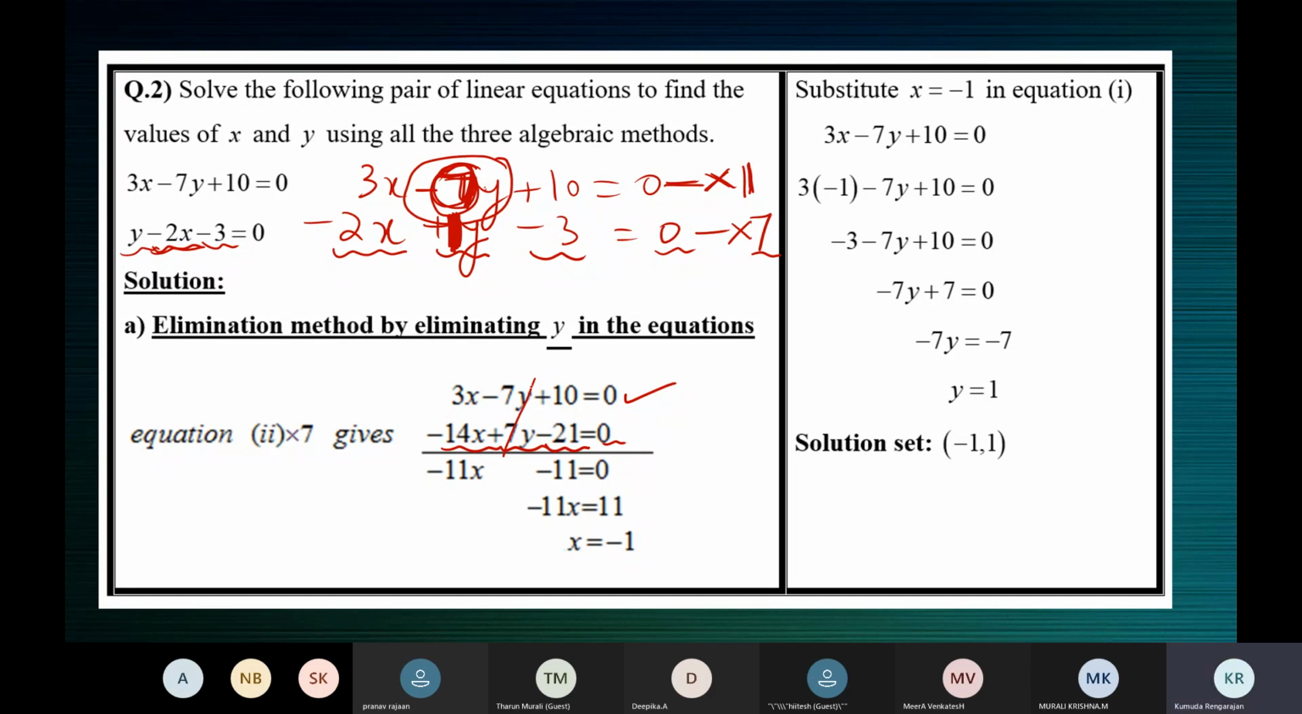And now, since we have opposite signs, minus 7y plus 7y is 0. So we've eliminated y. Minus 14x plus 3x is minus 11x. 10 minus 21 is minus 11. The y terms get cancelled. So minus 11x minus 11 is equal to 0. On solving this, you transpose, so minus 11x is equal to 11. x is equal to 11 by minus 11, which is minus 1.